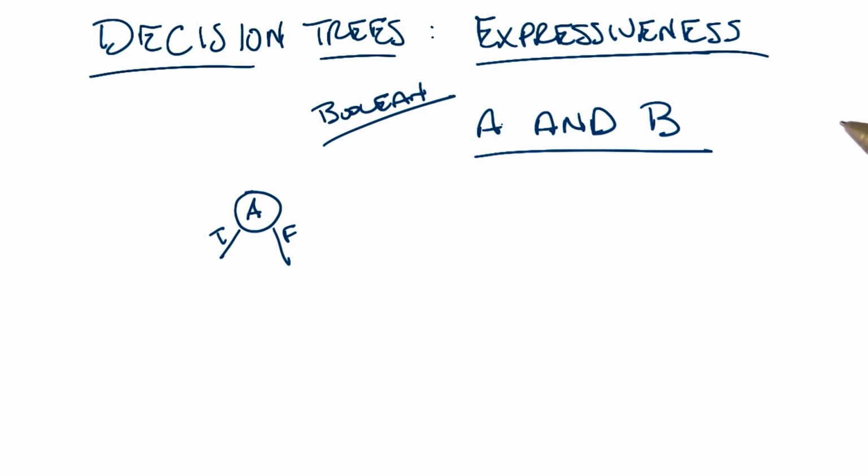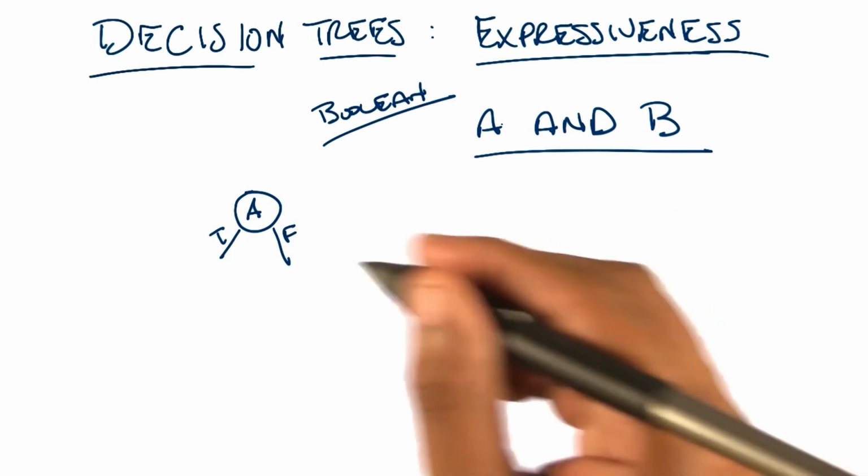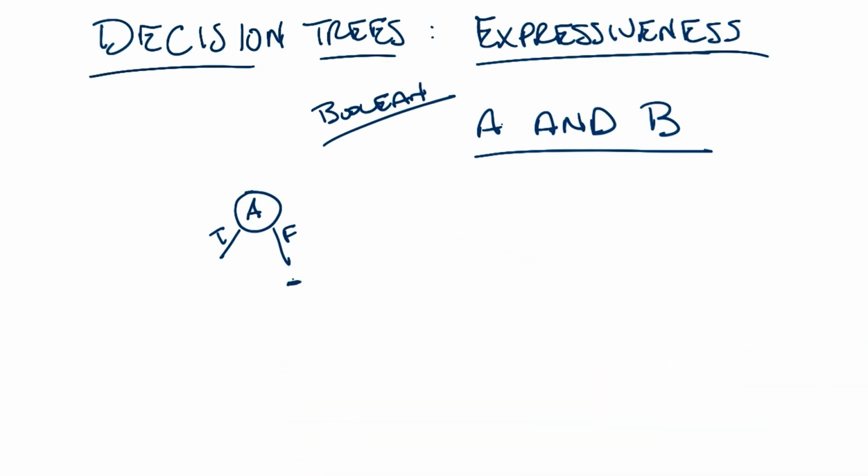So if A is true, I don't know, but if A is false, then we know that A and B must be false. Doesn't matter what B is. So we can just put a leaf under the F. All right, I like that.